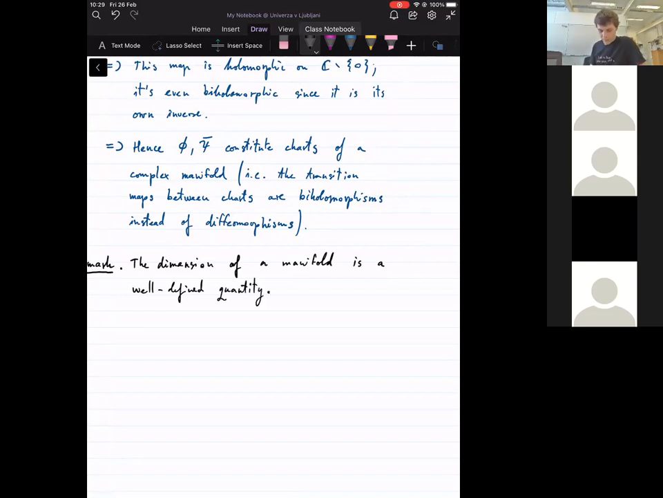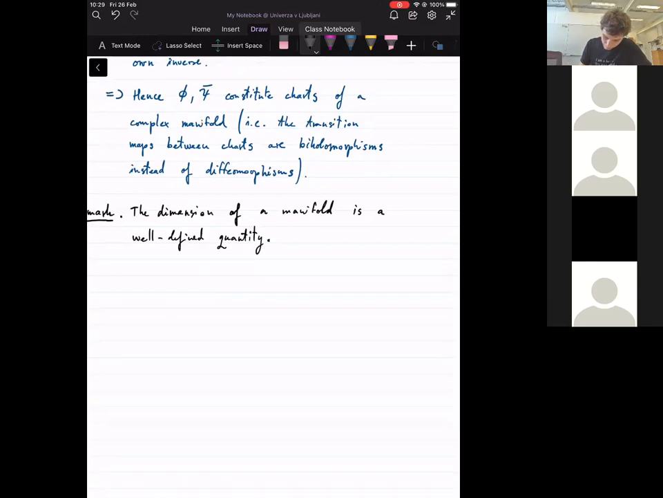So, as I've said, the dimension of a manifold is a well-defined quantity. This holds not only in the case of smooth manifolds, but also in the case of topological manifolds. Actually, the proof is done in the setting of topology. So let us maybe state the relevant theorem. This comes from algebraic topology.